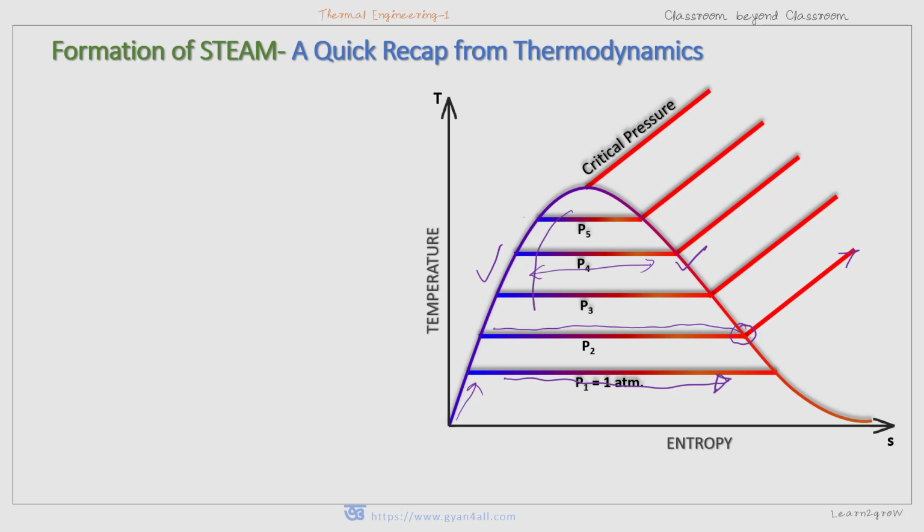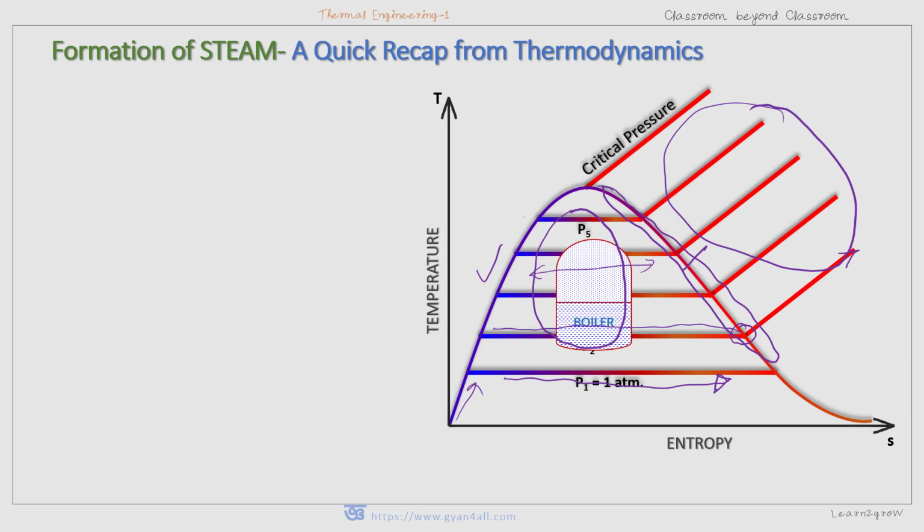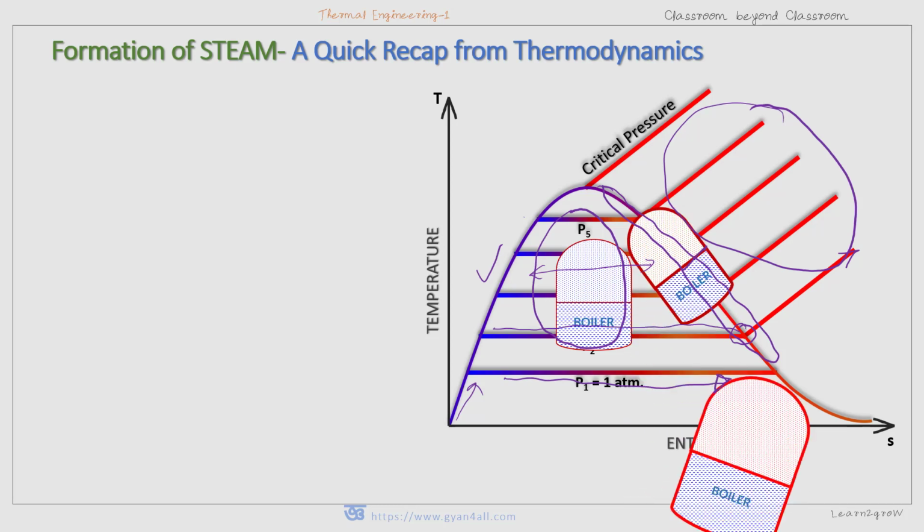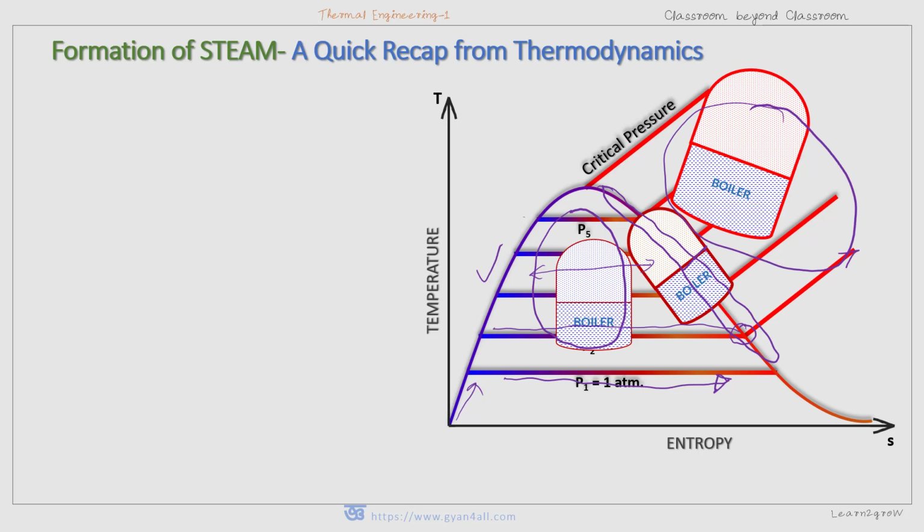So if a boiler works in this region, that will be called wet steam, and if it works in this region, it will be called dry steam, and if it works in this region, the steam will be called superheated steam. And also the pressure of the steam produced may be different. So we can represent this like this. A boiler may produce wet steam, dry steam, or superheated steam. So depending upon that, there will be different types of boiler, like high pressure boiler, low pressure boiler, boiler producing wet steam, boiler producing dry steam, and superheated steam.